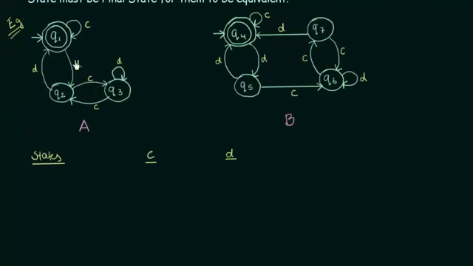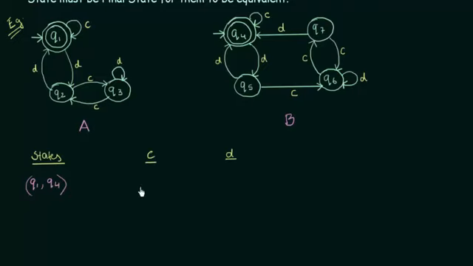For that we have to make pairs of states. So let's make the first pair Q1 and Q4. Since they are the initial states, let me make a pair like that, Q1, Q4. We have to see where Q1 and Q4 go on getting inputs C and D. So let's see, Q1 on input C.